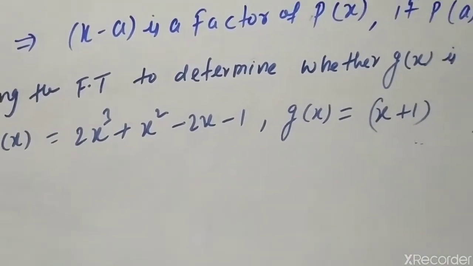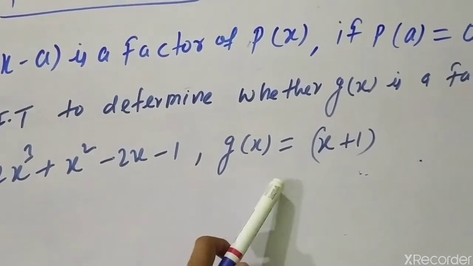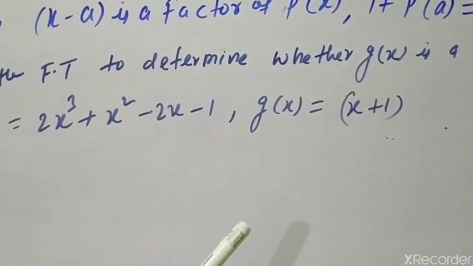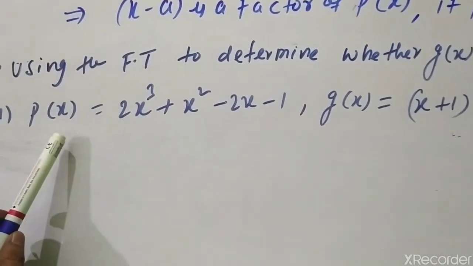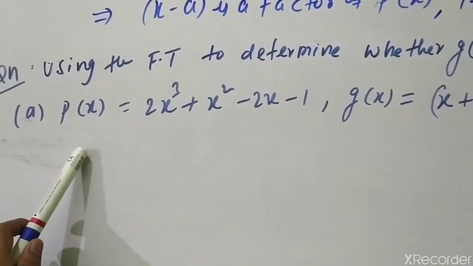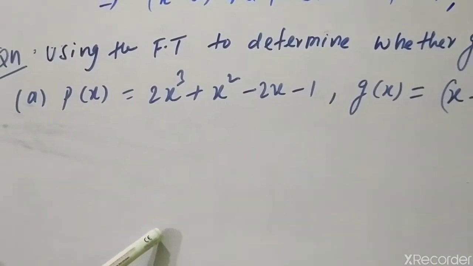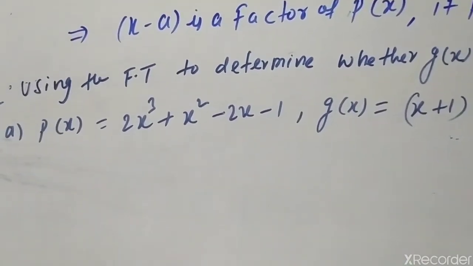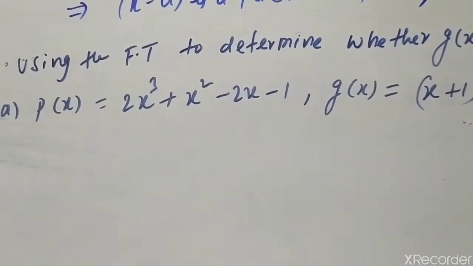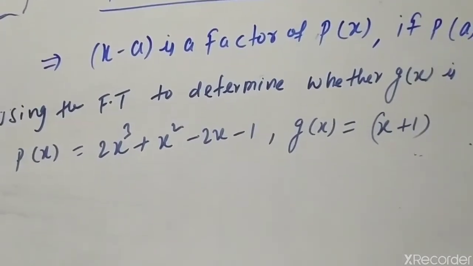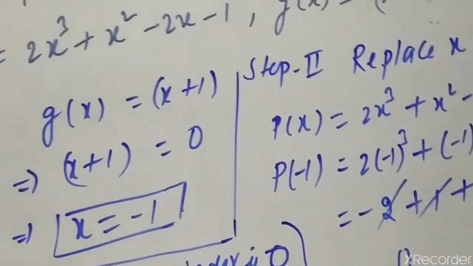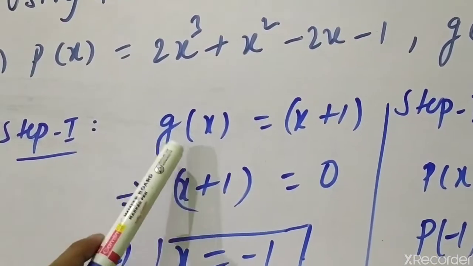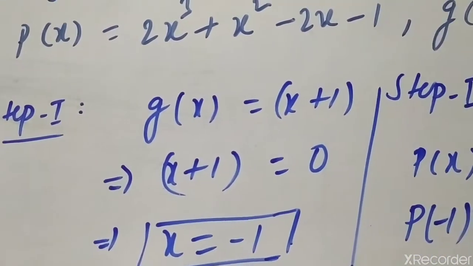So the same steps are there. What will we do in step 1? Step 1 is to find the zero of the divisor. The divisor is x plus 1, so x equals minus 1, and we are going to substitute that here. After substituting, if the value of the polynomial is 0, then we can say g of x is a factor of p of x, and if it is not 0, we cannot say it is a factor. So x plus 1 equals 0, so x equals minus 1. This is the first step.